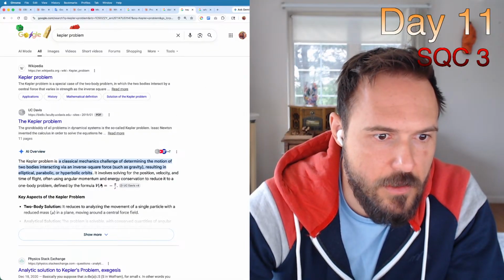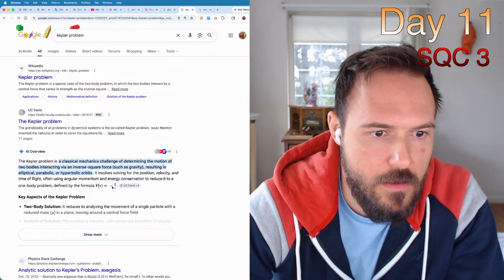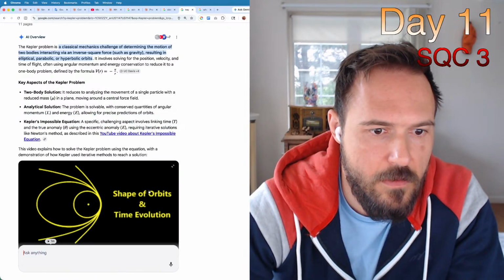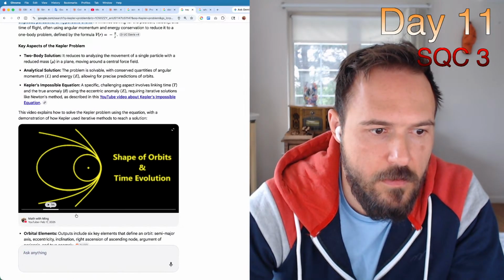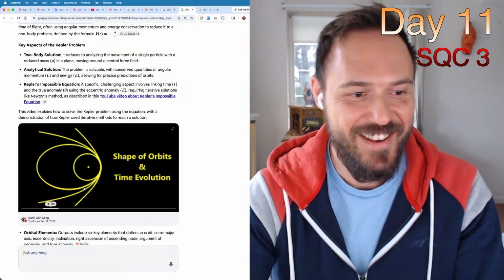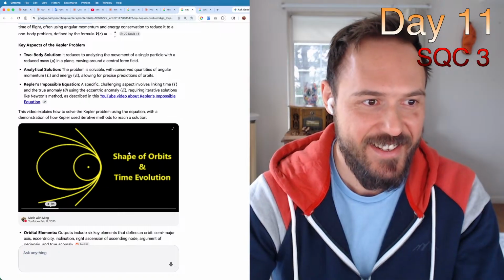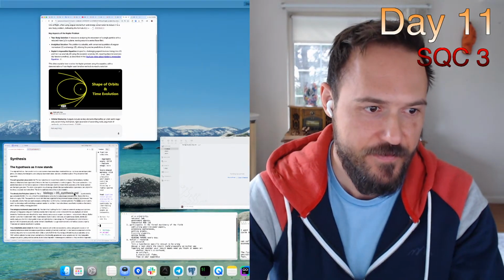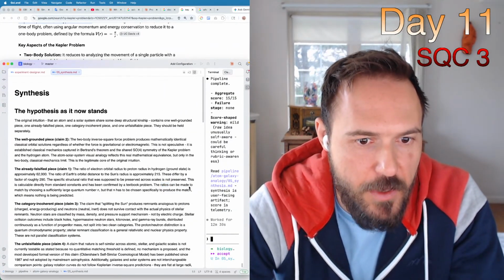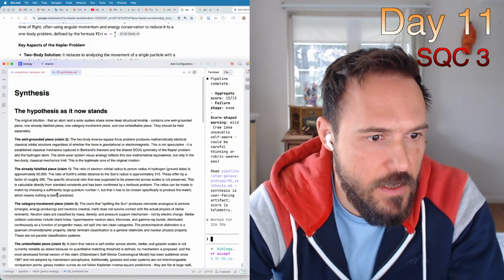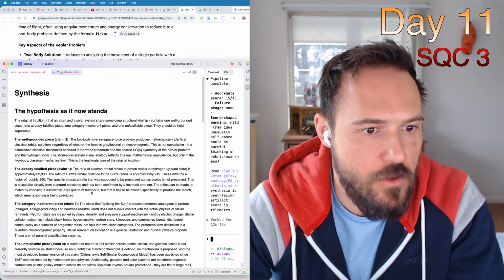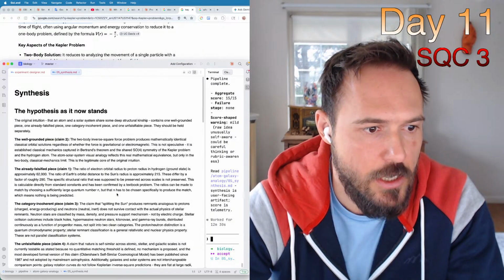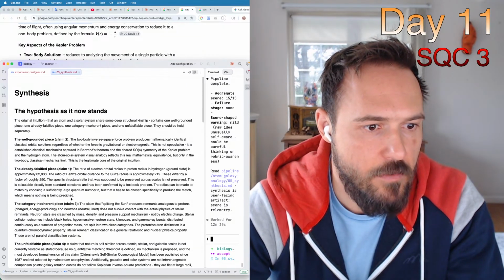Classical mechanical laws such as gravity. Oh, this is so tempting. This is so tempting to click on it and go all in. The ratio can be made to match by choosing a sufficiently large quantum number n, but the n has to be chosen specifically to produce the match, which means nothing is being predicted.